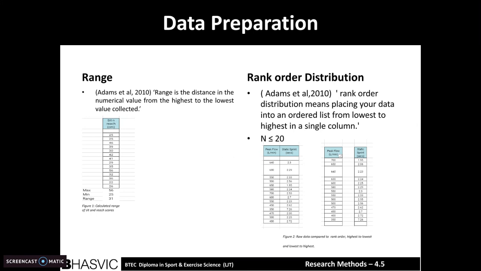The first method of organising the data could be through using the range. The range is the calculated difference between the highest value and the lowest value of a dataset. The method of calculation consists of subtracting the lowest value from the highest value. This can be conveyed in Figure 1, as the highest sit and reach score is 56 and the lowest is 25, so 56 take away 25 equals 31. Therefore, the sit and reach range is 31.